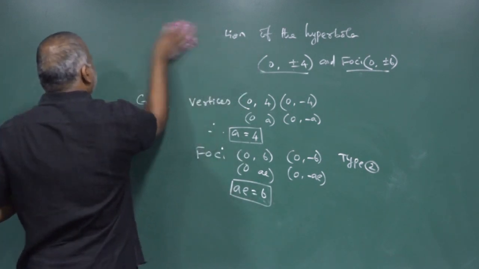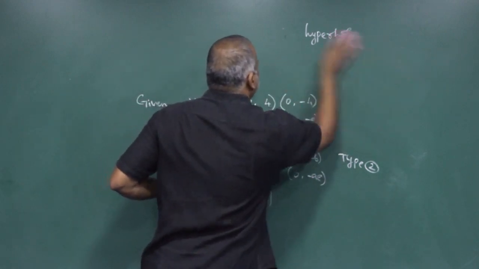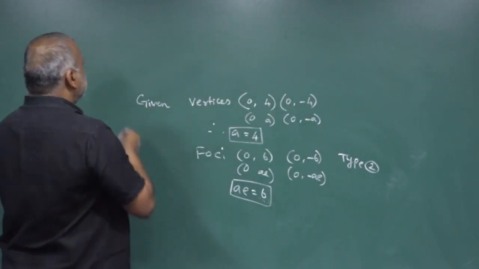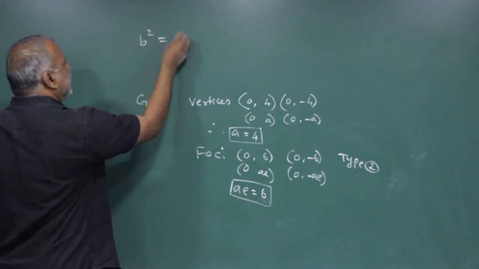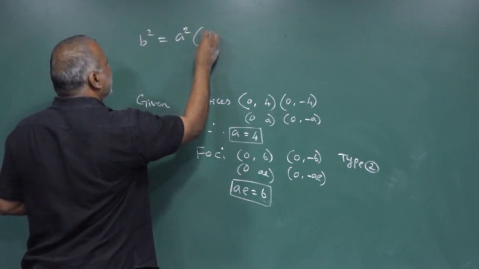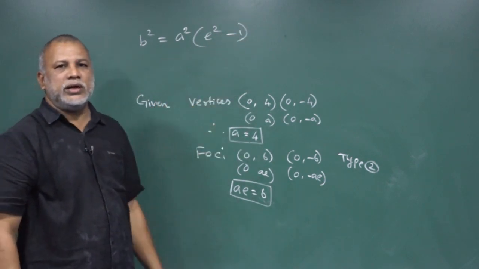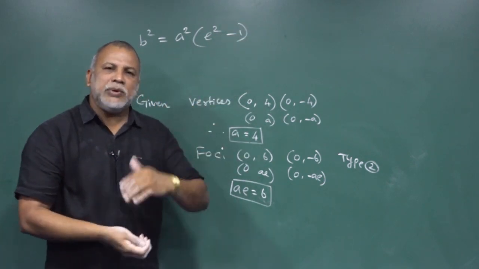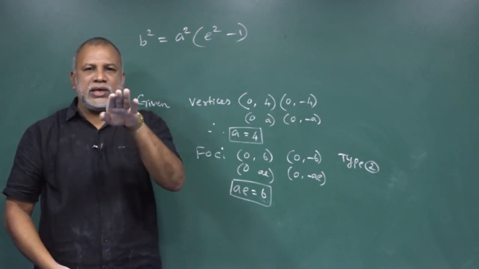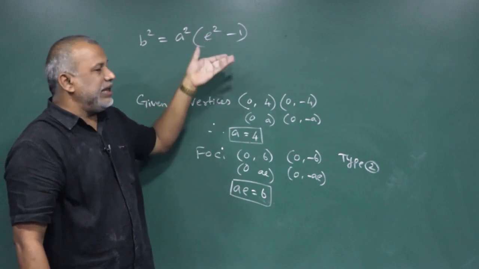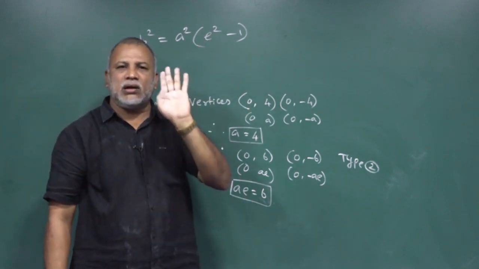See, just now we used the formula b squared equal to a squared of e squared minus 1. But in the previous question, the e value was given, therefore we substituted the e value directly. But here, the e value is not given.